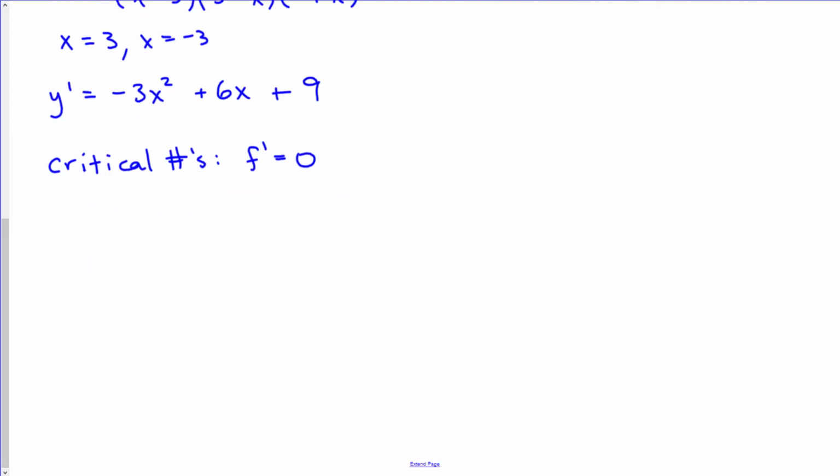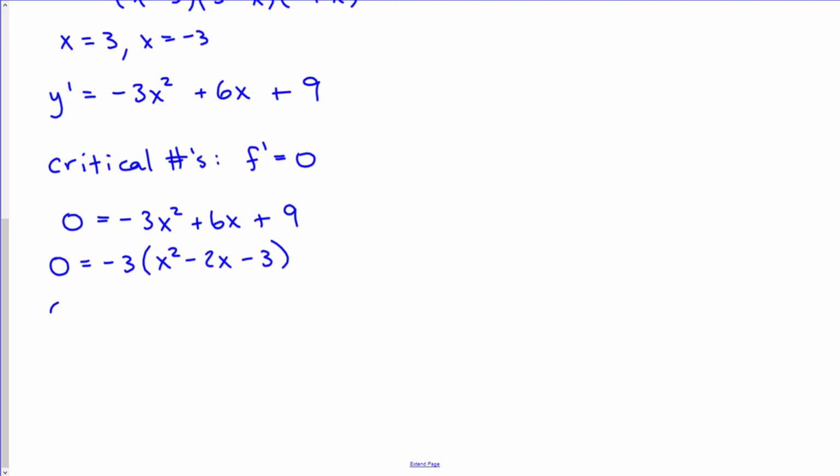Alright, the first derivative, I need to set it to 0, and I will have 0 equals negative 3x squared plus 6x plus 9. Now, there's a common factor of negative 3, and again, that leading term coefficient is negative, so I'm going to pull out a negative 3 instead of just 3. And that will leave me with x squared minus 2x minus 3, which is a little bit easier to factor.